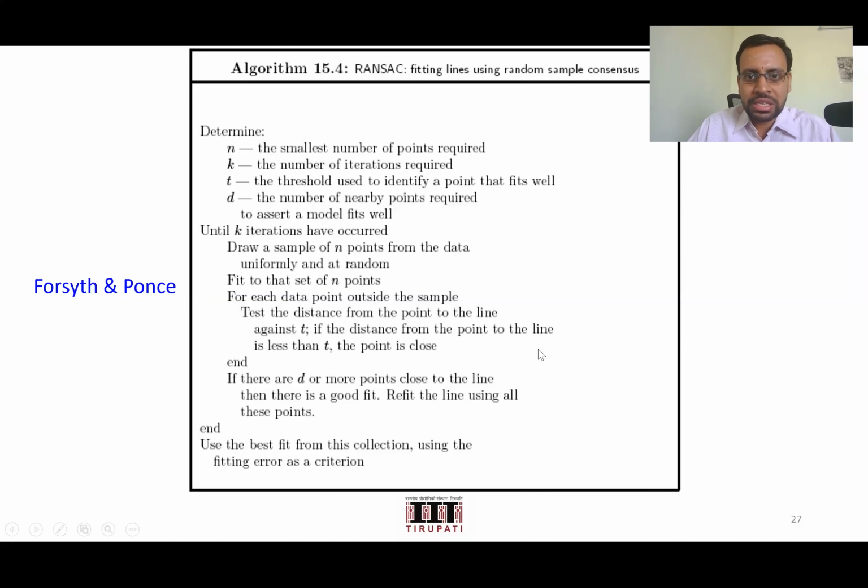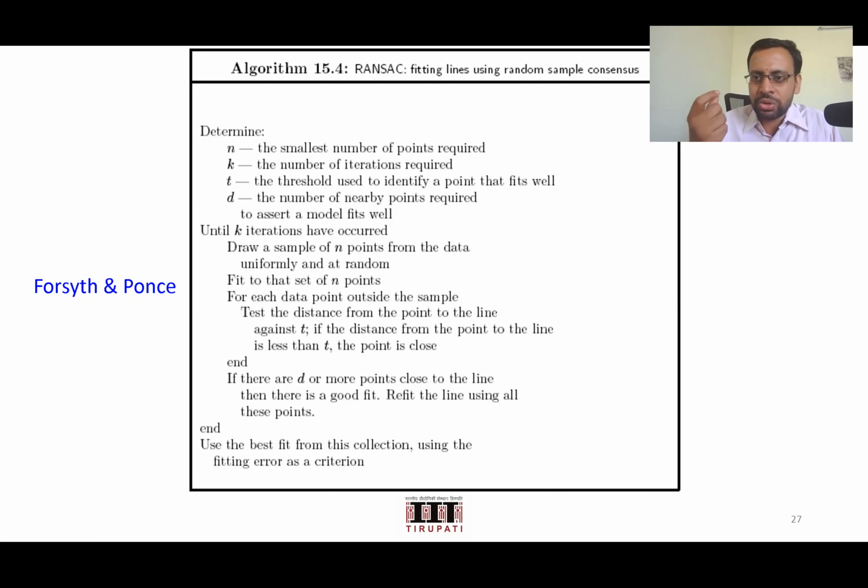Okay, so I will just take 1 or 2 minutes more to formalize this. This is again from the Forsyth and Ponce textbook on computer vision. I will introduce you to the names of these parameters or variables in a more systematic way, so that you think about how many times I need to repeat this experiment, given that I have, for example, 10% outliers and I want to pick correctly with 99% probability. This is the question I'll be leaving you with.